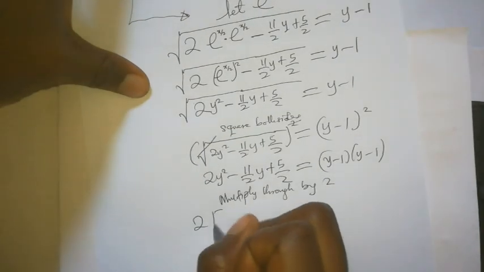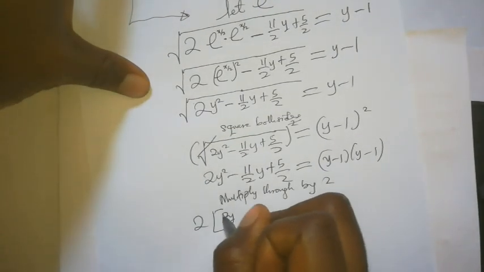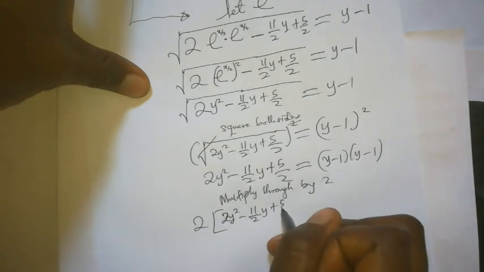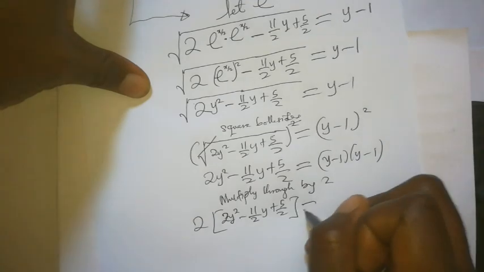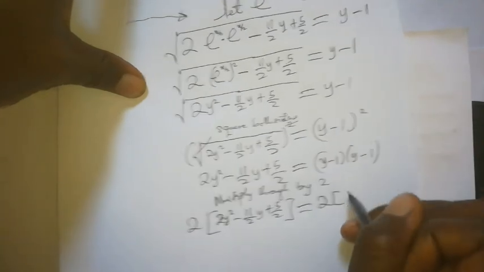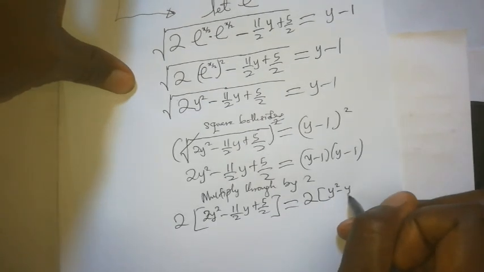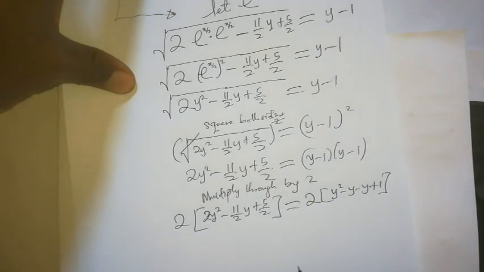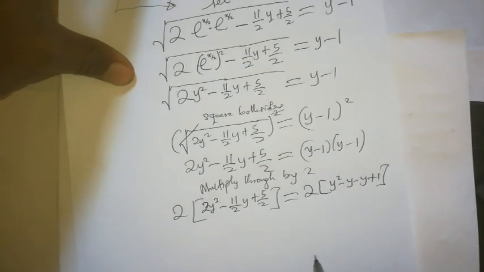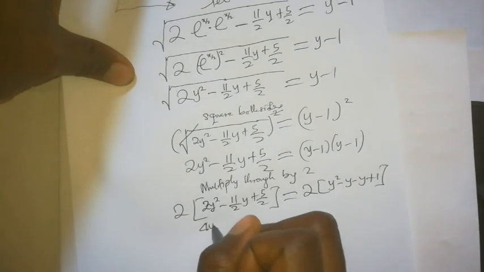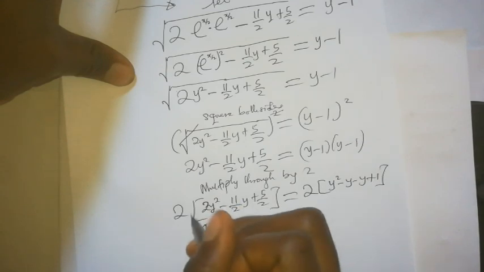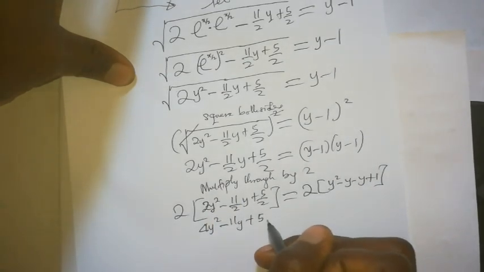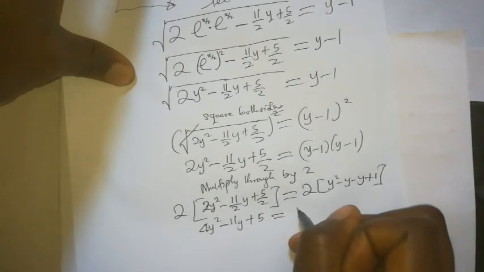So we have 2 bracket 2y square minus 11 all over 2y plus 5 all over 2 is equal to 2 bracket y times y, which is y square, minus y plus 1. You get it? So here becomes 4y square, the 2 will cancel, you have minus 11y plus 5 is equal to what?